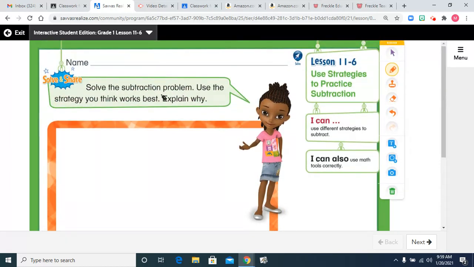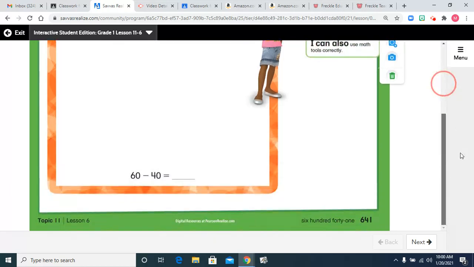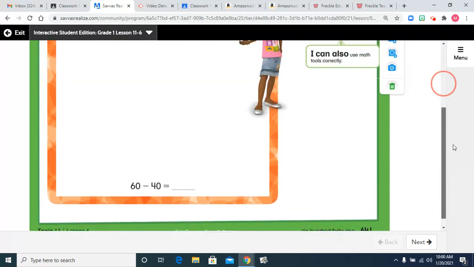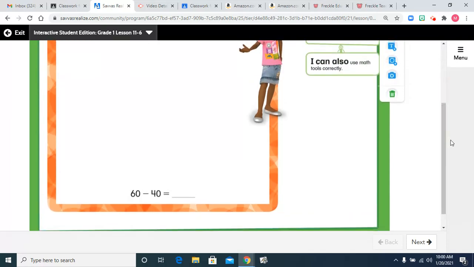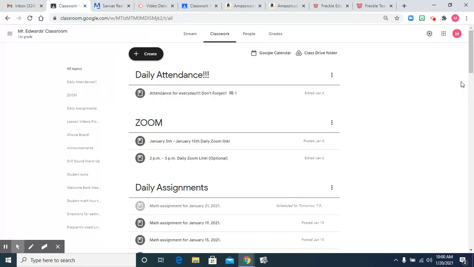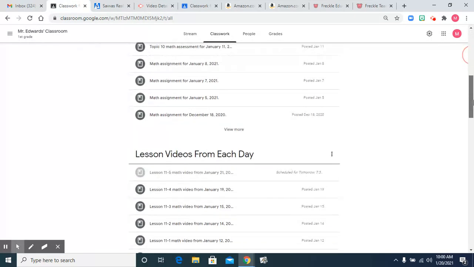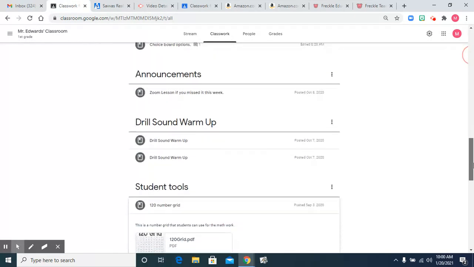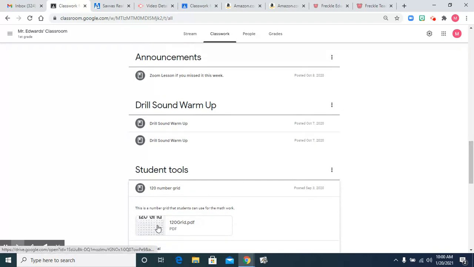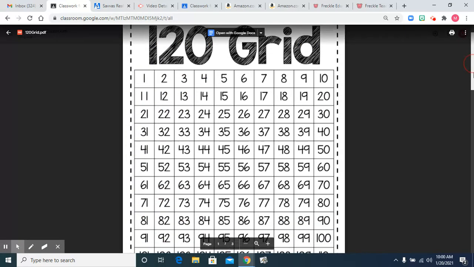It says, solve the subtraction problem. Use the strategy you think works best. Explain why. Okay, so the equation is 60 minus 40. And I think the easiest way for me to do this would be to use my number grid. So I'm going to go to my Google Classroom page, go down to Student Tools, and I'm going to click on the number grid so I have it here.